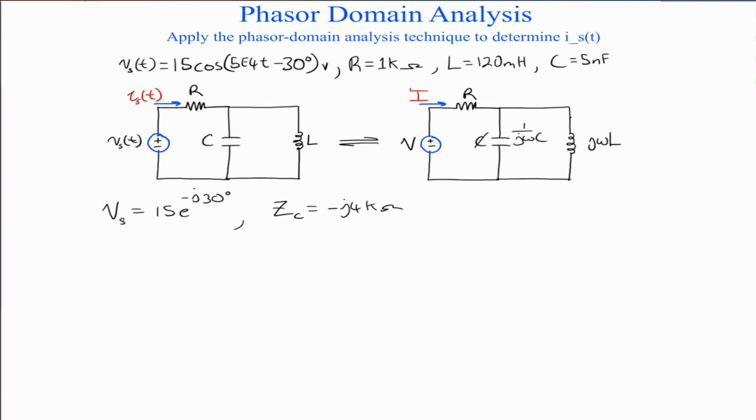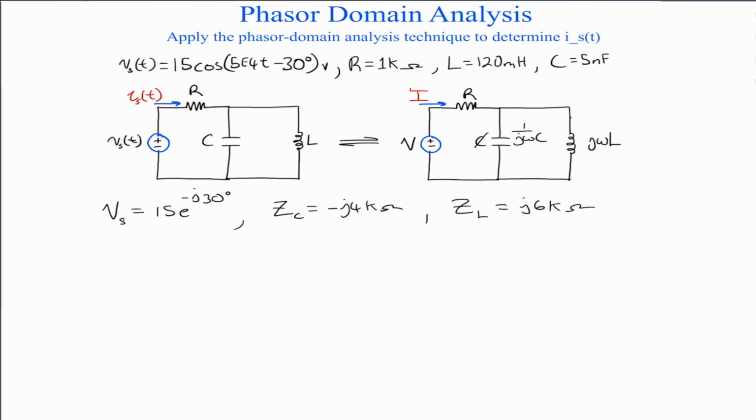So that's minus j all over 5 times 10 to the power 4 times 5 times 10 to the power minus 9, and that gives 4 kiloohms. Yep, that's it. So we can then go ahead for our inductor, and that is j 6 kiloohms. So those are the impedances for our capacitor and inductor.